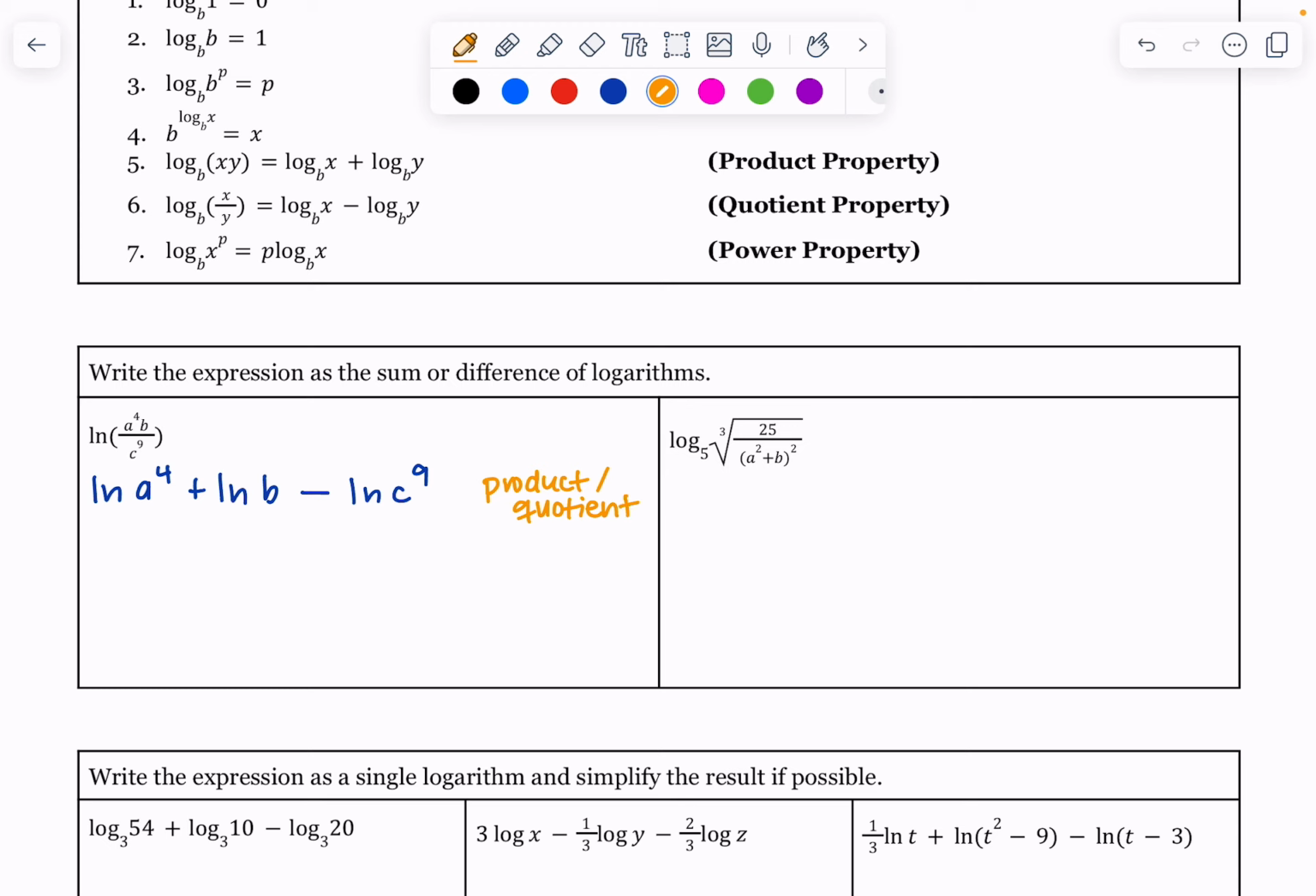Okay, and then notice here we have exponents or powers, so we can move those in front further. I wish I'd used a different color, but if we move those in front, the best answer for this problem would be 4 ln of A plus ln of B minus 9 ln of C. And there we used the power rule, or the power property.